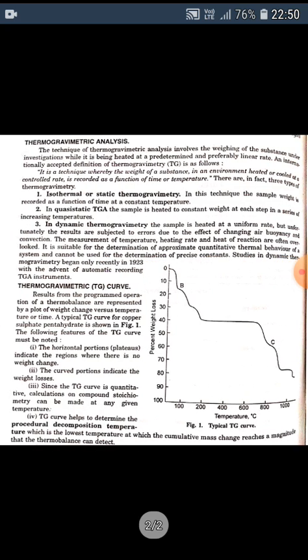The technique of thermogravimetric analysis involves the weighing of the substance under investigation while it is being heated at a predetermined and preferably linear rate. An accepted definition of thermogravimetric analysis is as follows. Thermogravimetric analysis is a technique whereby the weight of a substance in an environment heated or cooled at a controlled rate is recorded as a function of time or temperature.